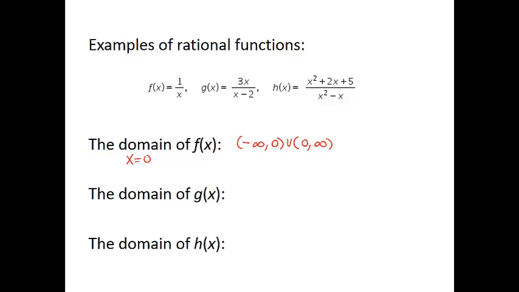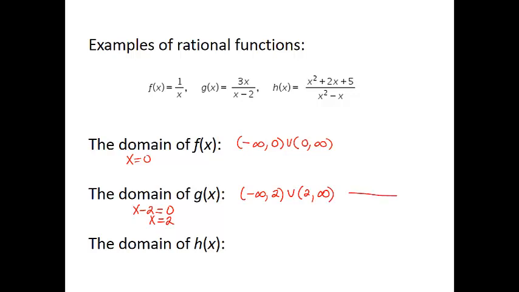The domain of g of x is all real numbers except where x minus 2 is equal to 0, and that occurs at x equals 2. To exclude 2 from the domain, we write that as negative infinity to 2, union 2 to infinity.